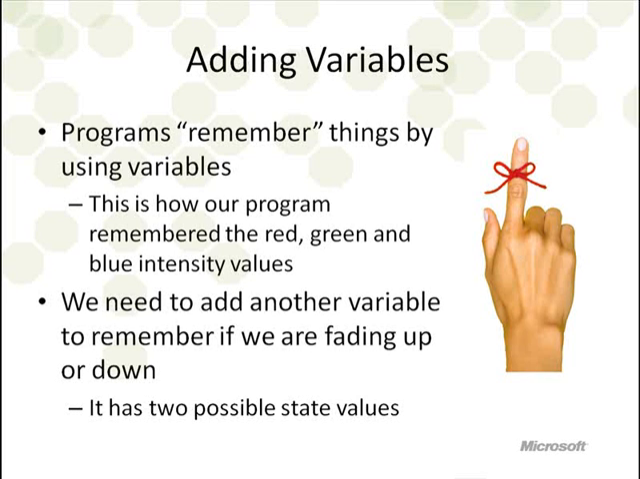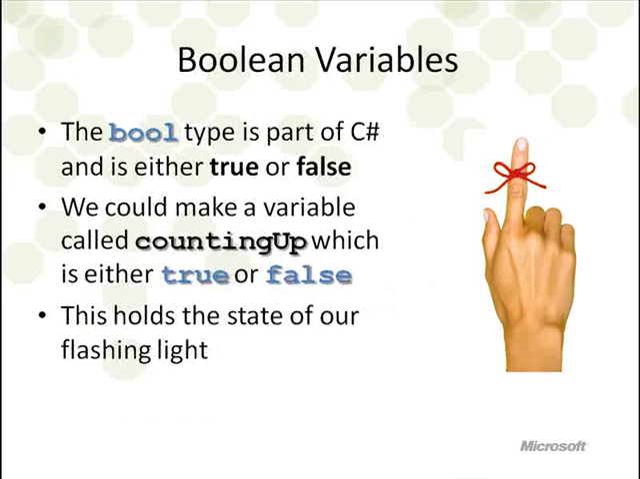Okay, what we have to do now is add a fourth variable that basically says at the moment you're counting up, or at the moment you're counting down. Okay, it has two possible state values, going up or going down. Okay, and that's what we have to add to our program to actually make it work.